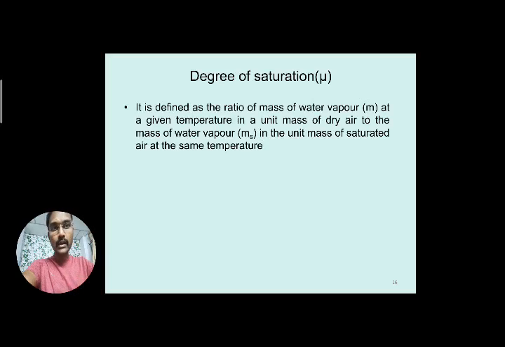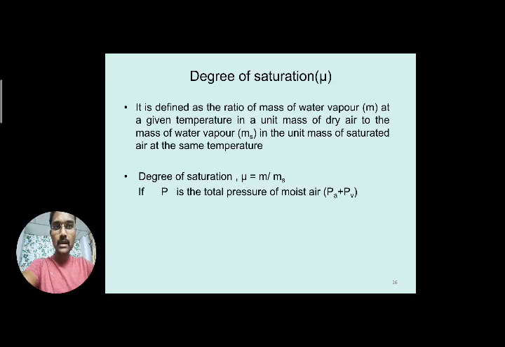The first case is at the normal condition, with a unit mass of dry air. The second case is a unit mass of saturated air, at the given or same temperature. So the degree of saturation is taken as mu, which is equal to m by ms.